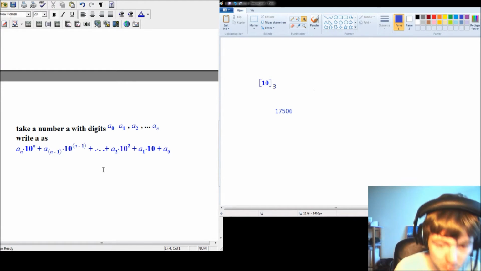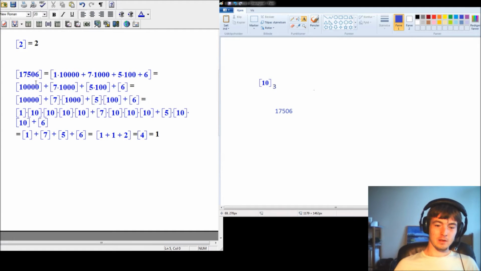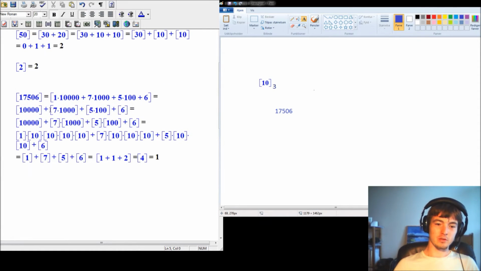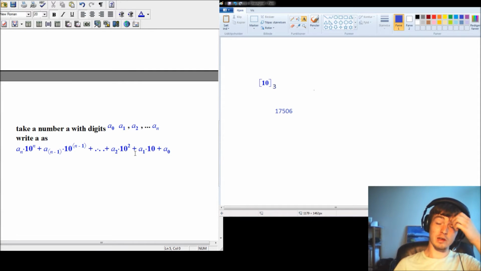My mathematics program is being sort of annoying, but this is how you write it. It's what I've done up here. I took the biggest power of 10, which is 10 to the 5th in this case, and wrote it out here, 10,000, and I multiplied it with 1, the front number. Then I did the same for 7 times 1000 and 5 times 100, and I didn't bother with the 0 because 0 times 100 times 10 is just 0, and we don't care about that. But here I can't be sure, so I have to write all of them out.